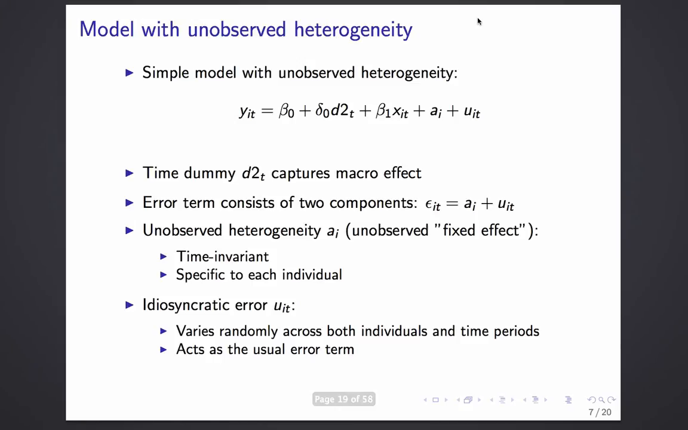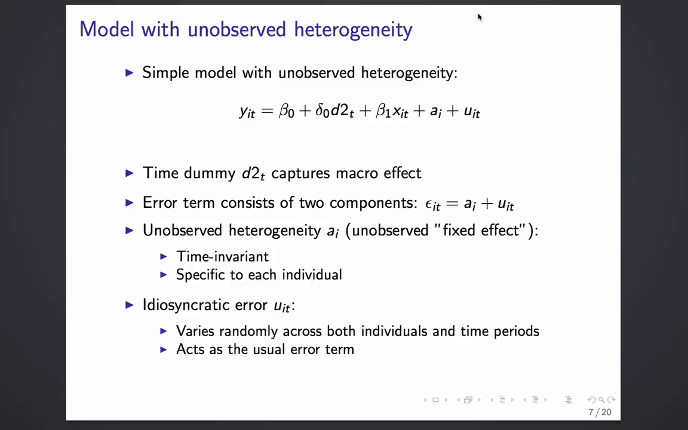And we assume that UIT varies randomly across both individuals and time periods, and in that way, it just acts as the usual error term that we include in our regression models. So the only difference here is that we've included this individual fixed effect, which is now part of the combined error term. So to sum up, what really separates a panel data regression model from an ordinary regression model is this assumption regarding the error structure.